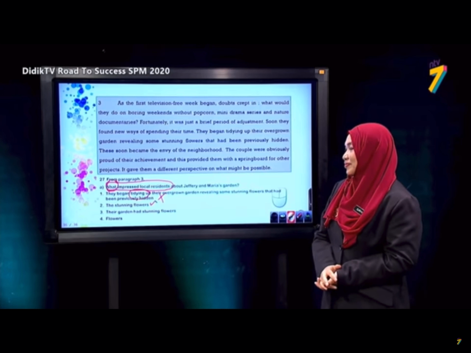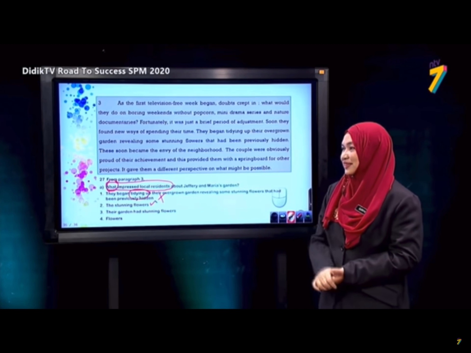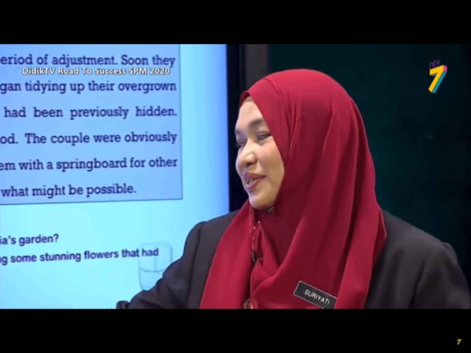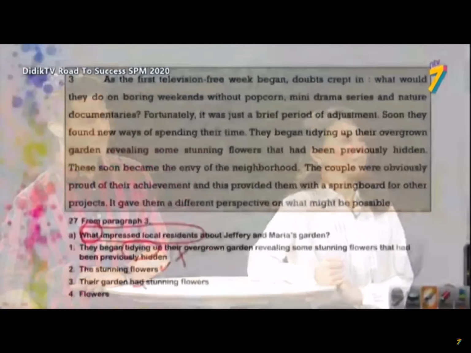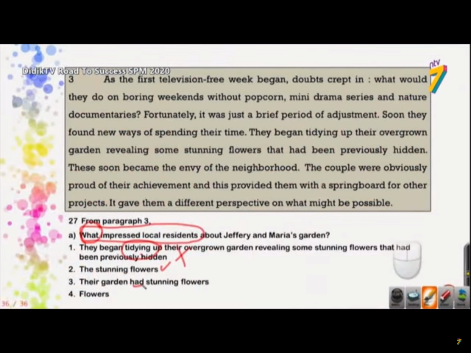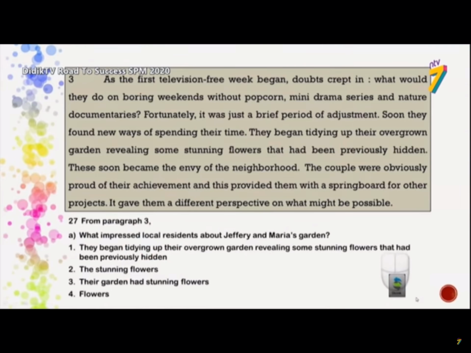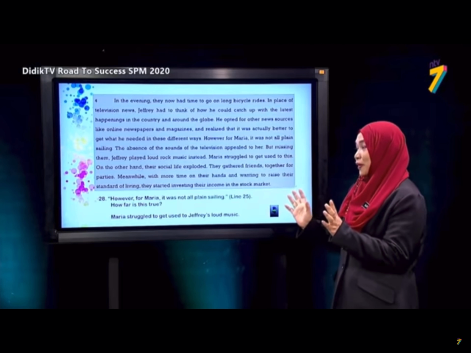What about number 3? Their garden had stunning flowers. Does the idea come true or not? Are we talking about the garden or are we talking about the flowers? The keyword is had. The garden had stunning flowers. So the focus is on the garden or on the flowers? Garden. But does the garden tell you it has stunning flowers? It has flowers? Yes. Acceptable. And the answer is flowers. See how simple that is? That's how we analyze the answer. How important it is to read the question.